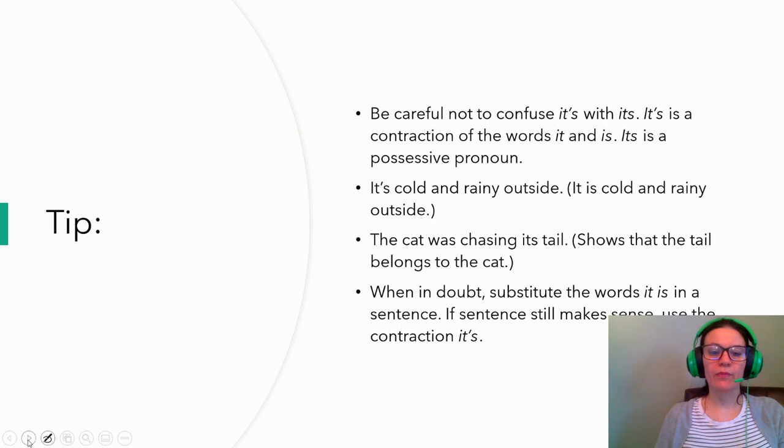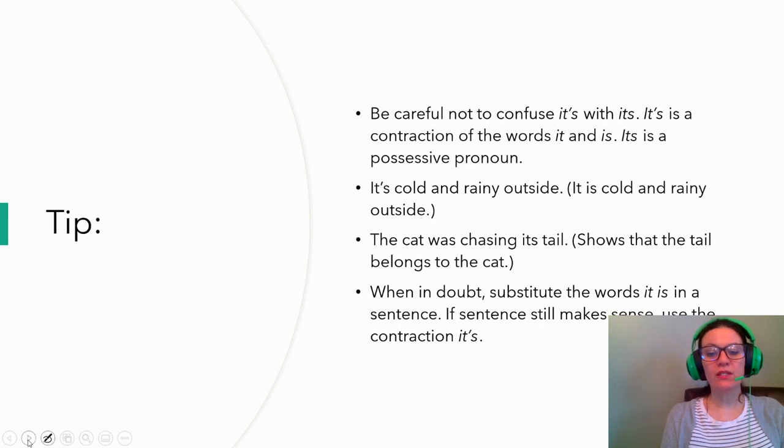Tips. Be careful not to confuse it's with its. It's is a contraction of the words it and is. Its is a possessive pronoun. It's cold and rainy outside. You can replace that with it is cold and rainy outside. So using it apostrophe S is the correct example there.